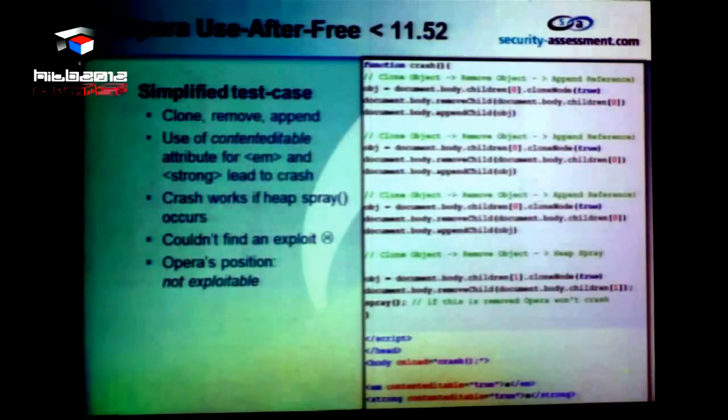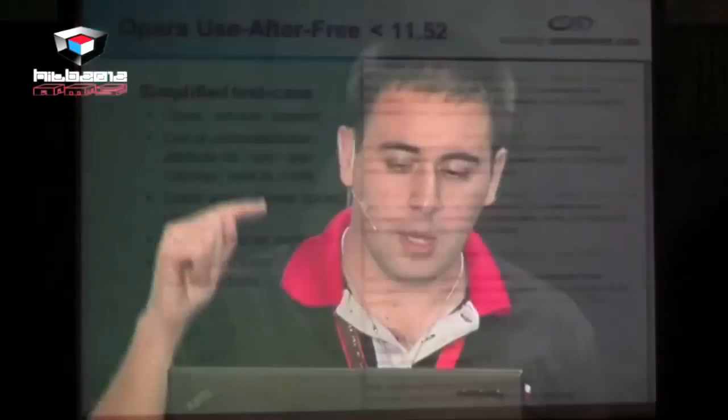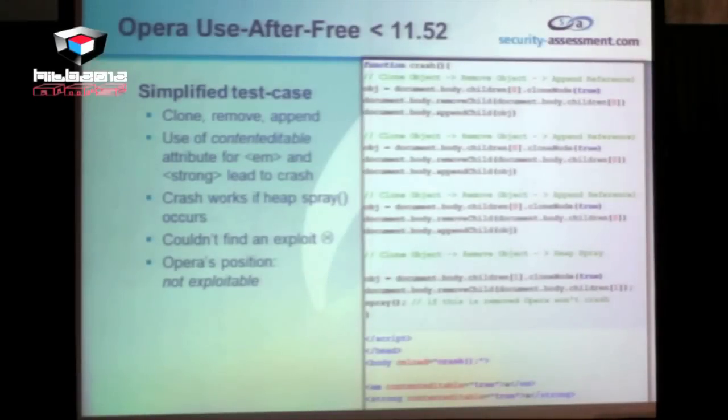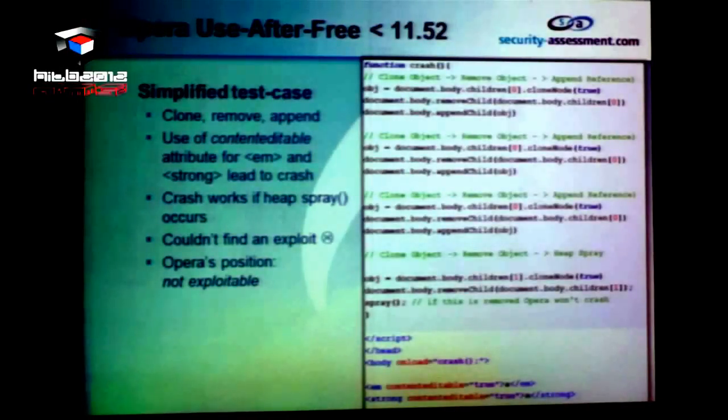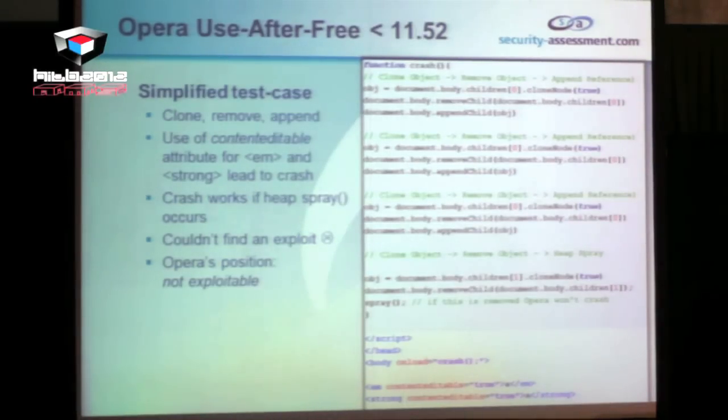Basically, this is a simplified test case. On the bottom, there are only 2 HTML elements. And what I'm doing with the JavaScript is basically cloning the object, then removing the object, and then appending a reference. This is done like 4 times, on the first HTML element, the M1. And then I do a heap spray, and that causes the crash. So it's quite an interesting condition. I couldn't find an exploit. I tried to share that with other colleagues, other friends. They couldn't find one, but it's probably worth mentioning. And I'll see if I probably have the video as well.